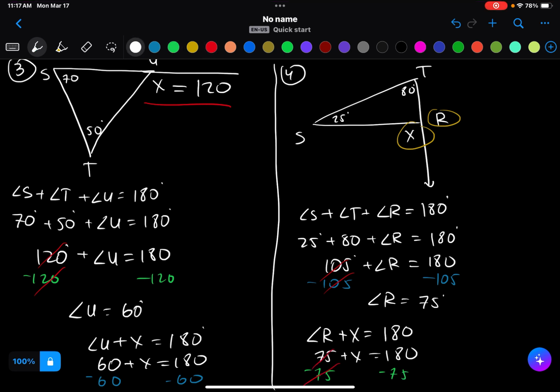And I'll know that X, which is right over here, is just going to be 105 degrees. The exterior angle, this one right over here, is 105 degrees. So that's number 3 and 4. Pause that if you need to. We're about to move on to number 5.